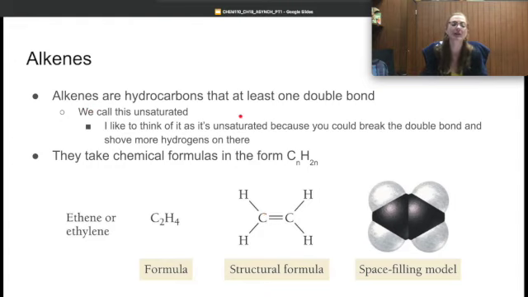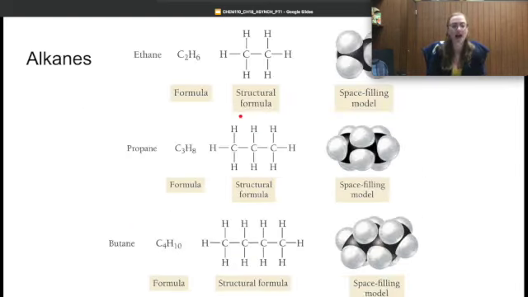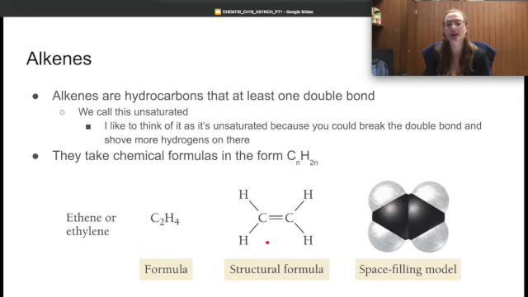we call alkenes unsaturated. I like to think of it as unsaturated because you could break that double bond and shove more hydrogens in there. This is not the maximum amount of hydrogens we could have around it. That would be ethane, where ethane has all of these hydrogens around it. So this is saturated. However, here with a double bond, that indicates that we have an unsaturated hydrocarbon.